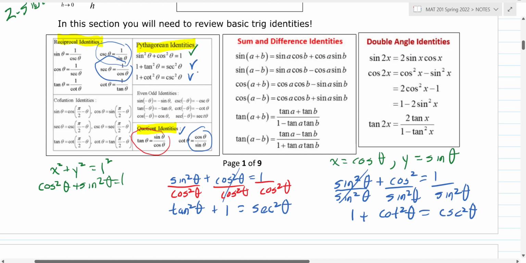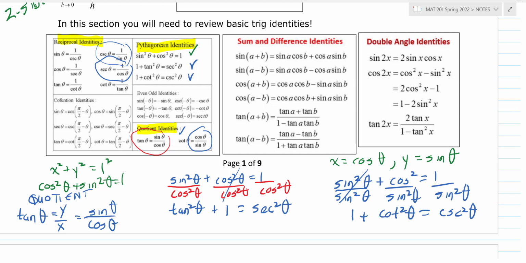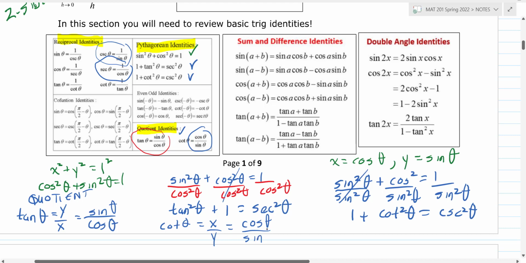Okay, so those are things that are worth knowing. The other thing is on these quotient identities. The way I look at this is the tangent of theta is y over x. That's the definition of a tangent. Well, in a unit circle, the y value is sine theta. The x value is cosine theta. So that's where that comes from. See, all this stuff can be derived from the unit circle. All these basic identities come from there. And the same thing happens with cotangent theta. Cotangent theta's definition is x over y, but in a unit circle, x is cosine theta, y is sine theta. So that's a quick overview of some of the identities.